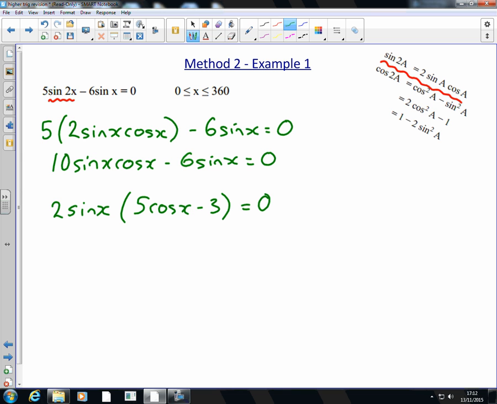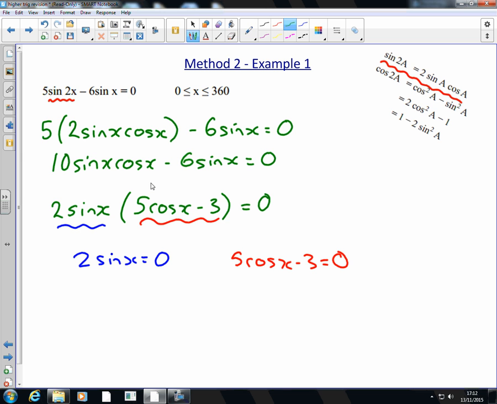Now, just like we did in that one with quadratics, we've got two factors. They're multiplying to get 0. So you've got two options for your solutions. You're going to have 2 sine x equals 0, or you're going to have 5 cos x minus 3 is equal to 0. Okay, and then you need to solve both strands.